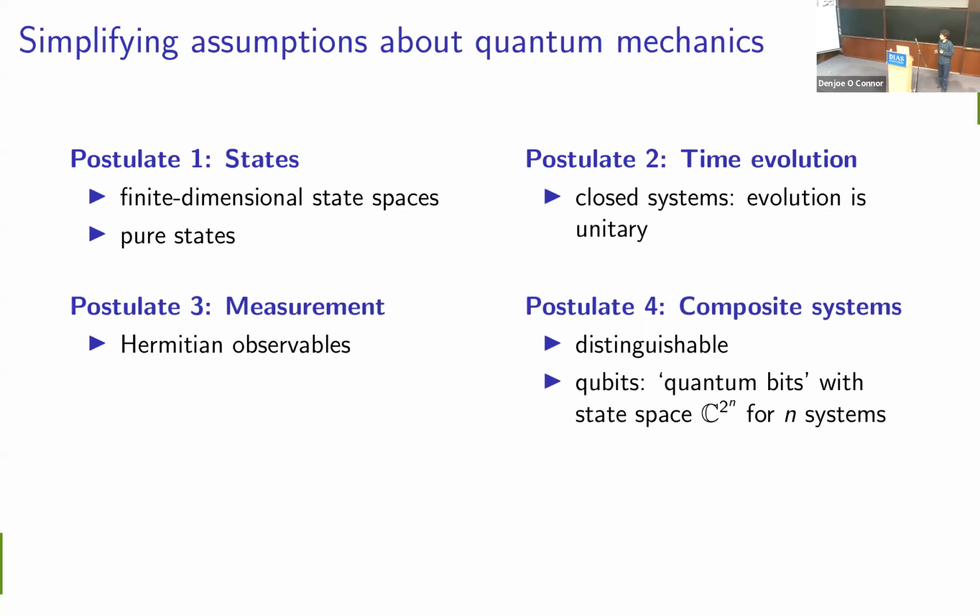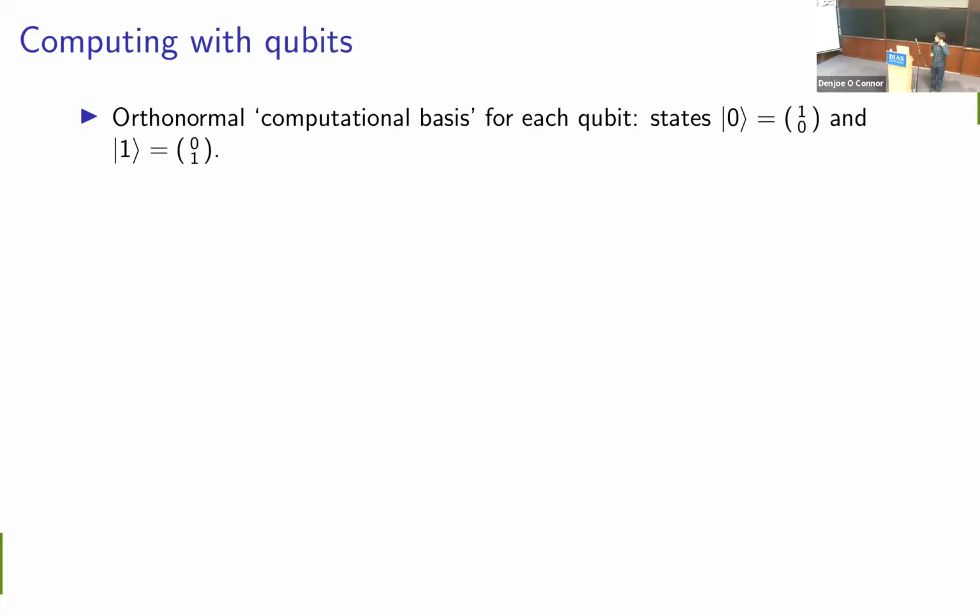Okay, so to look a little bit more at these qubits that I've mentioned. We usually choose an orthonormal basis for our qubits that we call the computational basis. The two states of that basis we call the state ket 0 and the state ket 1. And so every state of a qubit can be represented as a superposition, a linear combination of these two states.